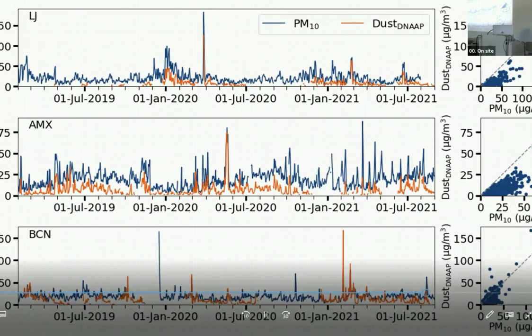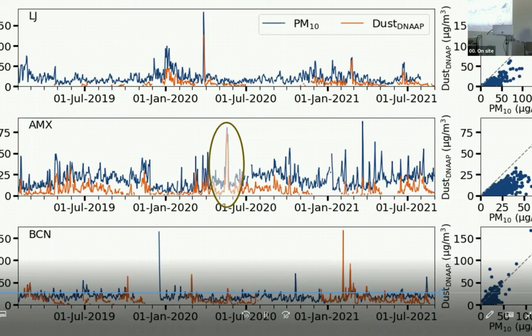In Ljubljana and Agia Marina, the dust concentrations are always lower than PM10 measurements. You could also see higher dust contribution during intensive dust events, like here and here. The mass closure for Barcelona is not so good. Most probably the reason is the complexity of the site. It is a mixture of urban pollution with possible local dust influence during the dry period.